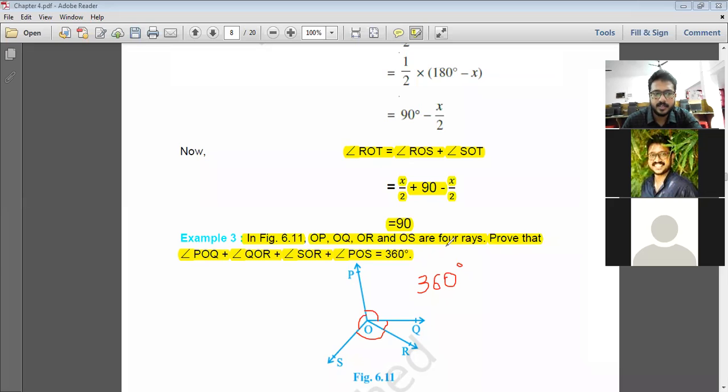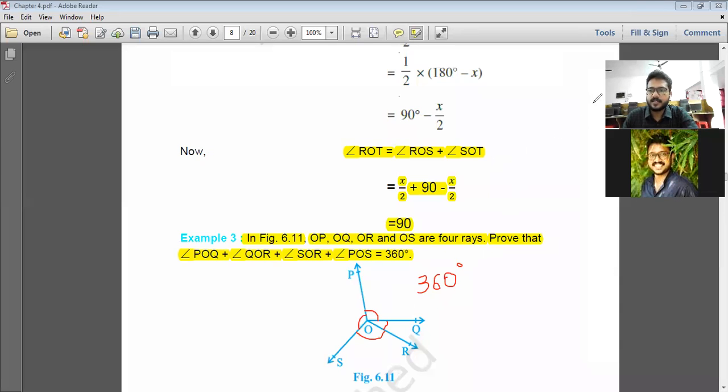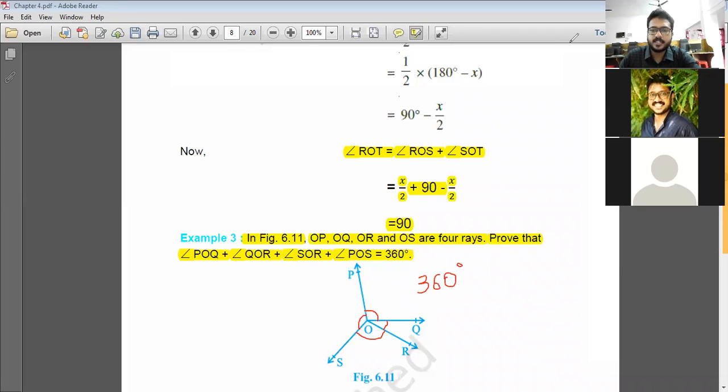Yes, sir. Okay. So have you studied anything like this? Angle around any point is how much? 360 degree. Yes, very good. Angle around a point is 360 degree. Actually, that is what I asked here.